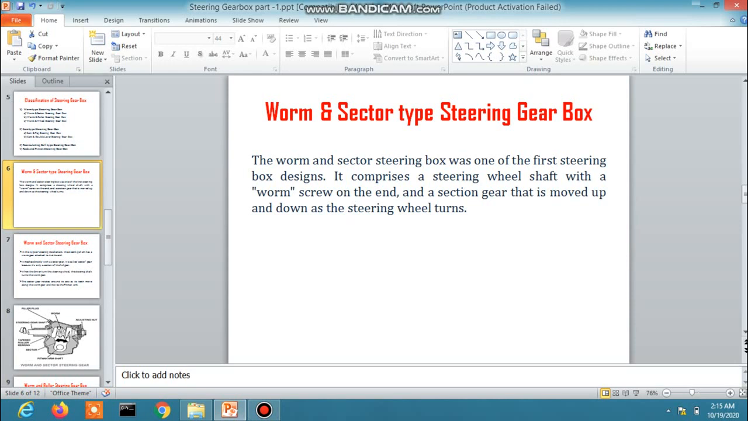The worm along with its mesh is encased within a housing which is referred to as the steering gearbox. A worm may have a single or double start thread. The worm and sector steering box was one of the first steering box designs. It comprises a steering wheel shaft with a worm screw on the end and a sector gear that is moved up and down as the steering wheel turns.